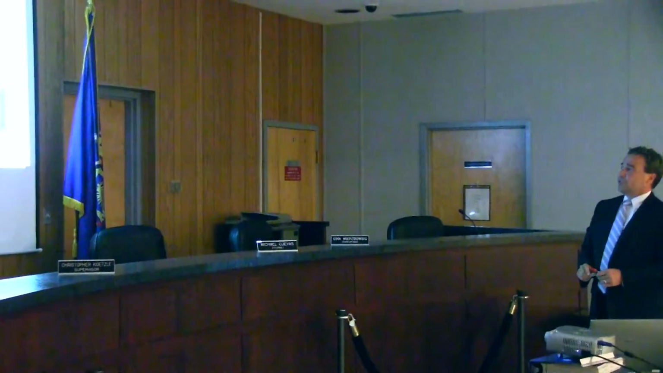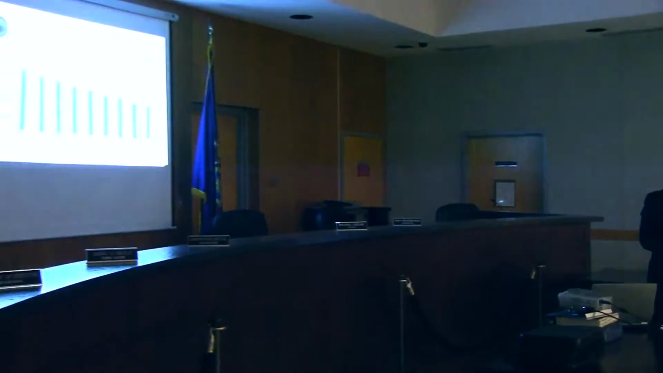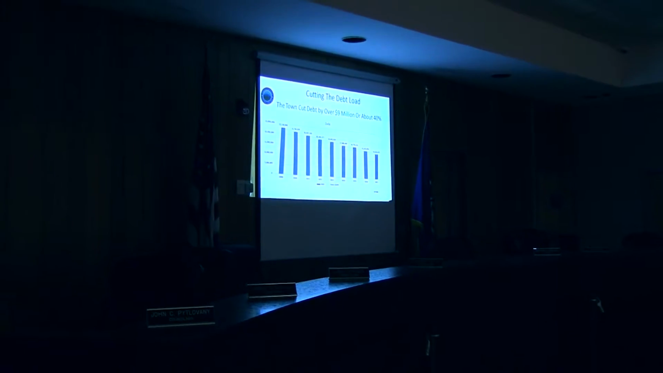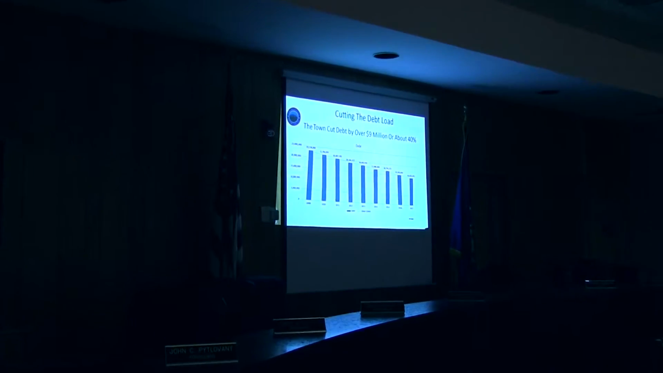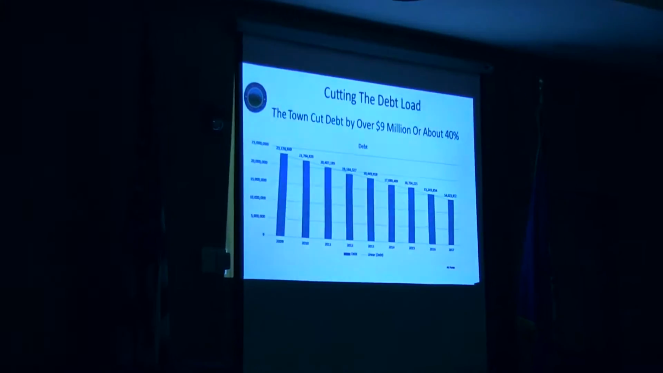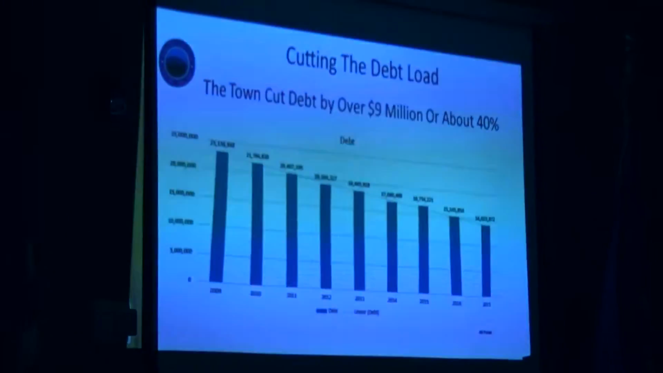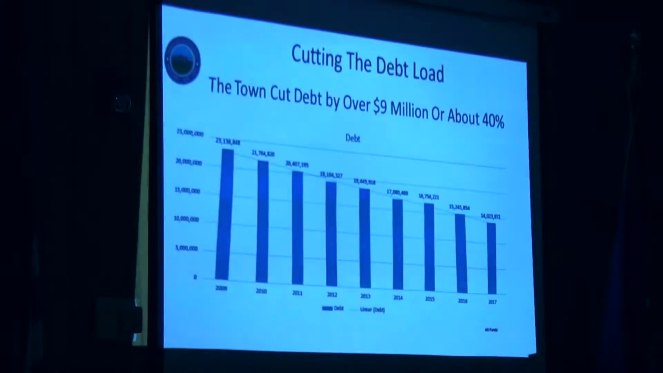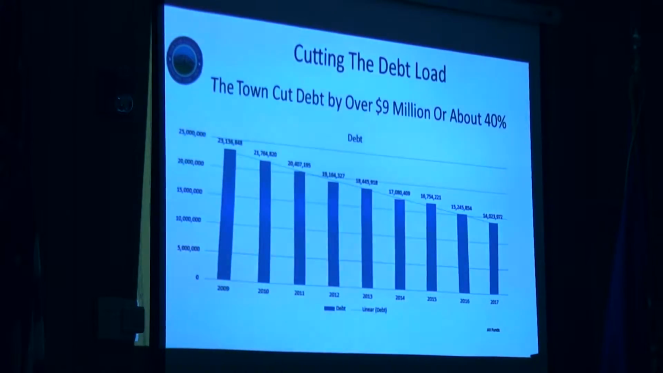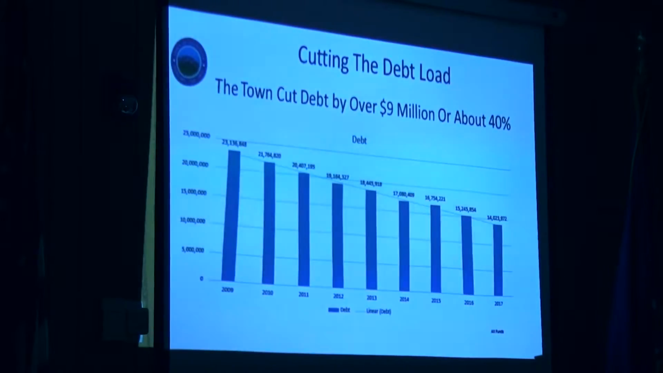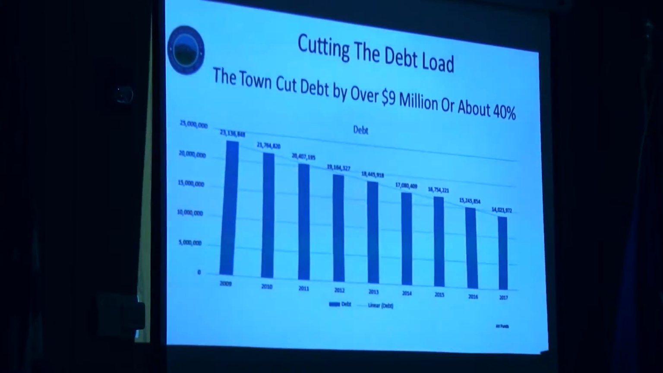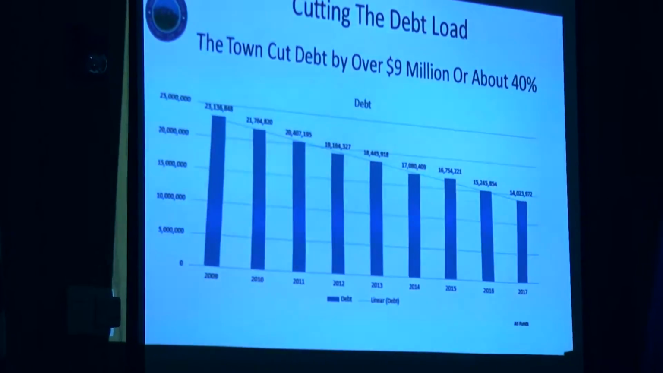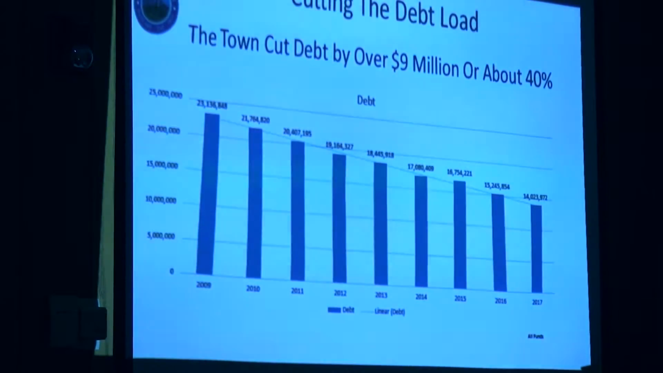Cutting the debt load. This ties in now. We've cut our debt because we're using more cash and we're buying things out of reserves. So we went from 23 million in 2009 to now 14 million in our 2017 budget. That's a 40% reduction in debt load. That frees up a lot of operational opportunity for us to allocate money from servicing debt to other areas. And so we're going to continue that philosophy of trying to reduce that further.